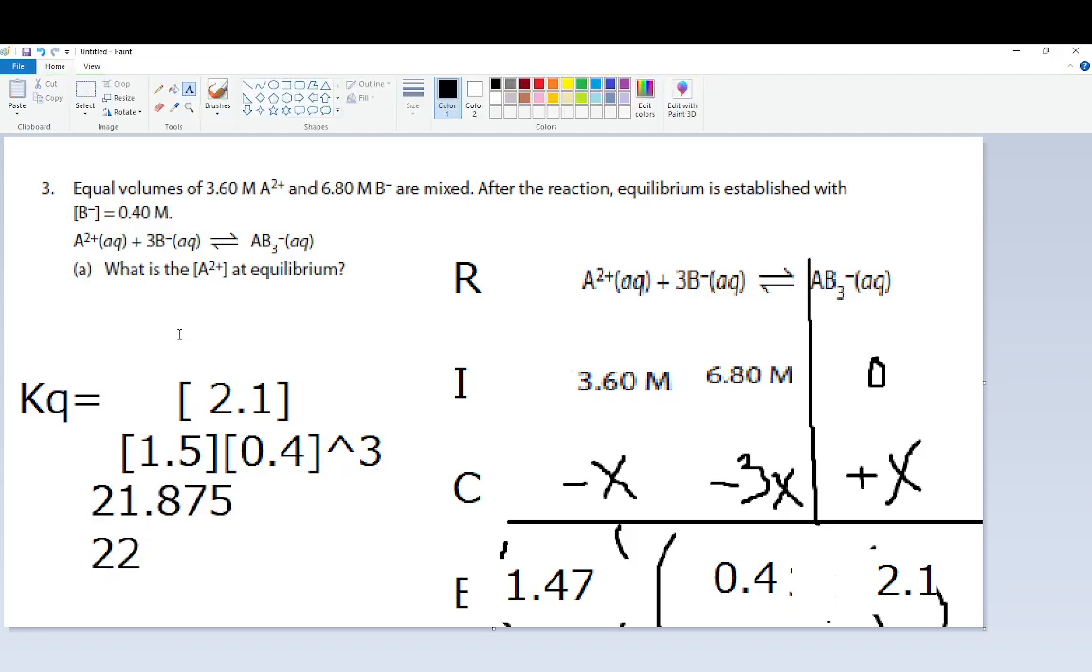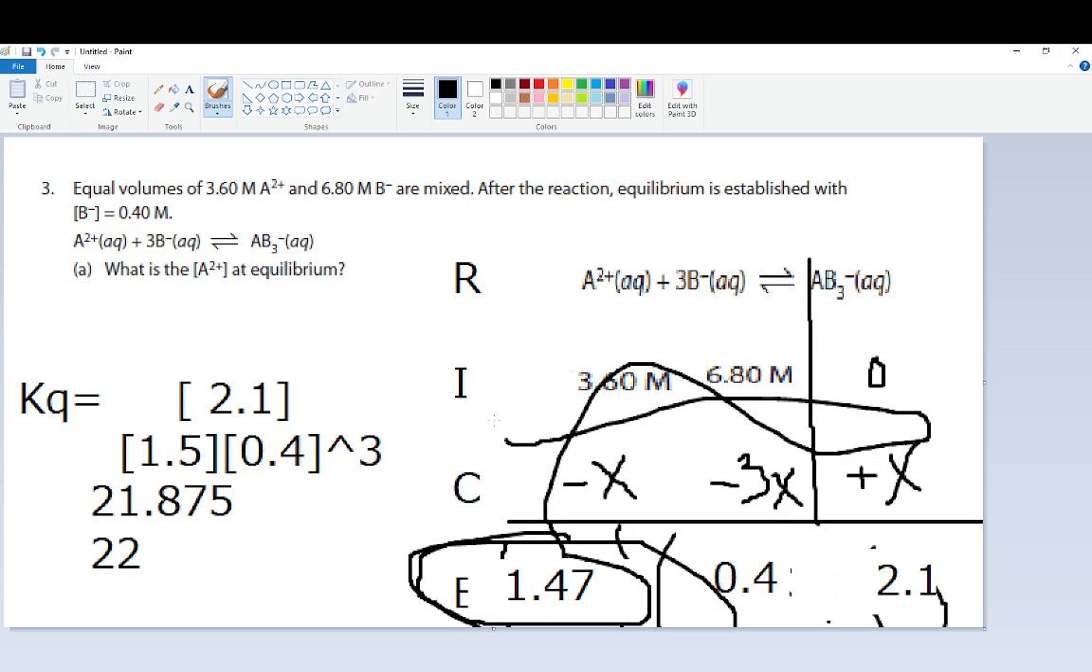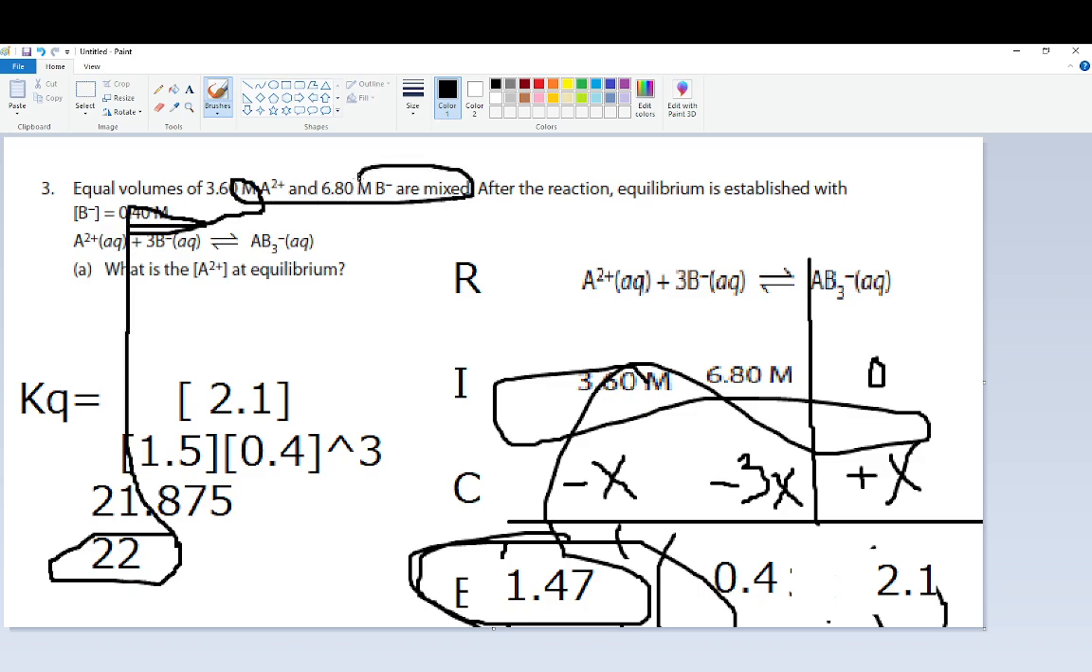Now, I've double-checked this several times. The book says that the amount at equilibrium of A2 plus is 0.8. That's impossible. I've triple-checked the numbers, so they made an arithmetic error. And they say the KEQ is 20, which is also impossible because we have two significant digits. So I'm quite sure the book answer is incorrect, but this is how you would do a typical Rice table.